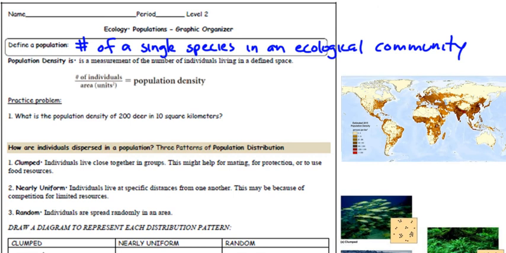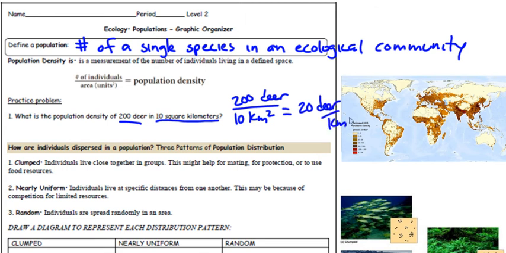So our practice problem, if we have a density of 200 deer in 10 square kilometers. So we would take 200 deer divided by 10 square kilometers, and that is simply going to end up being 20 deer per square kilometer. As you see with the map here to the right, you have population density from 2015, where we see the majority of people kind of in the world.